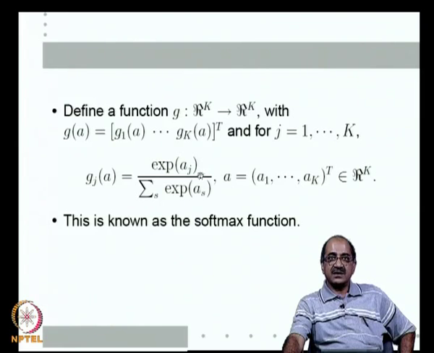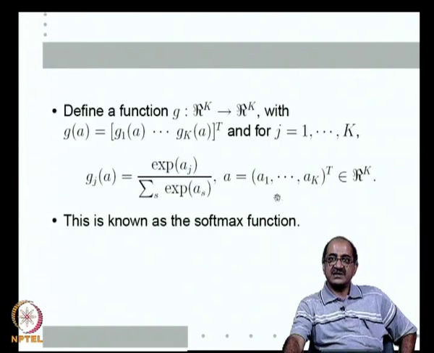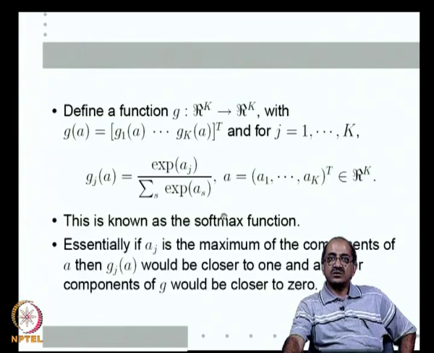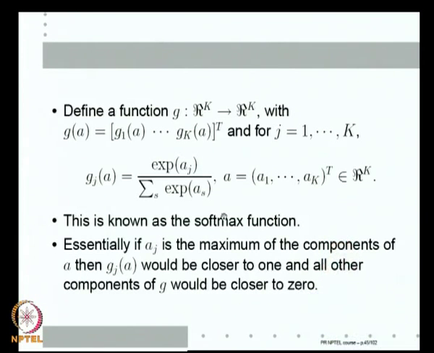Exponential of negative numbers, because it will be exponential a2 by a1, that is exponential a2 minus a1, and a2 minus a1 is negative. So, it is exponential of a negative number, and we can assume that they will be close to 0. So, G1 of A would be 1 and all other G's will be closer to 0. So, the idea is that if Aj is the maximum of the components of A, then Gj of A would be closer to 1 than all the other j's, and all the other components will be closer to 0 rather than 1.